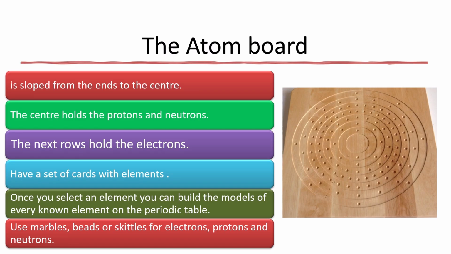The atom board is sloped from the ends to the center. The center holds the protons and neutrons. The next rows hold the electrons. We have to have a set of cards with elements, and once you select an element, you can build the models of every known element on the periodic table. Use marbles, beads, or skittles for electrons, protons, and neutrons.